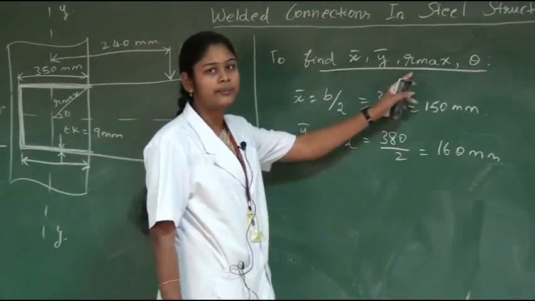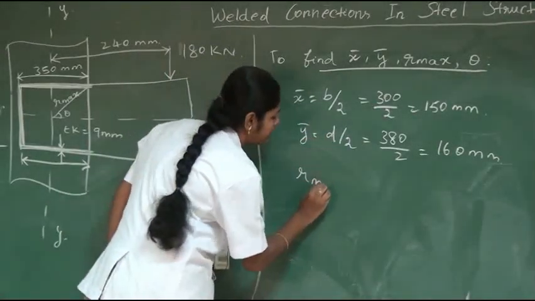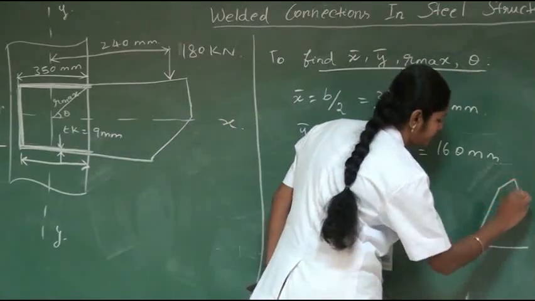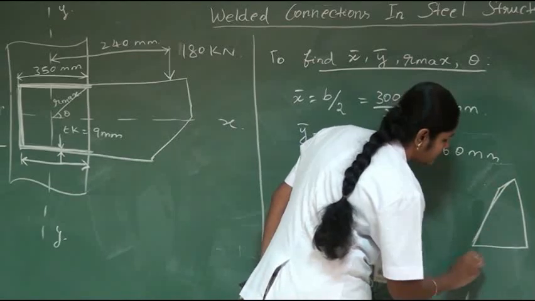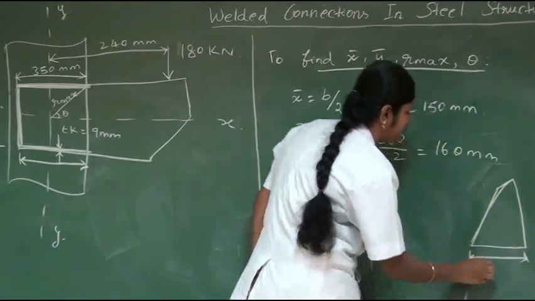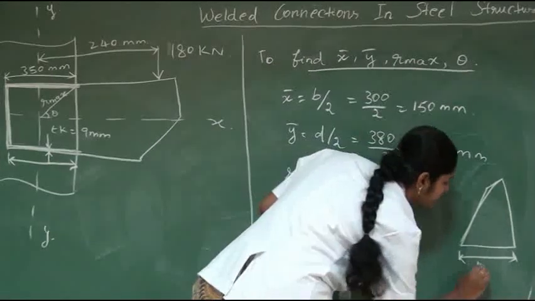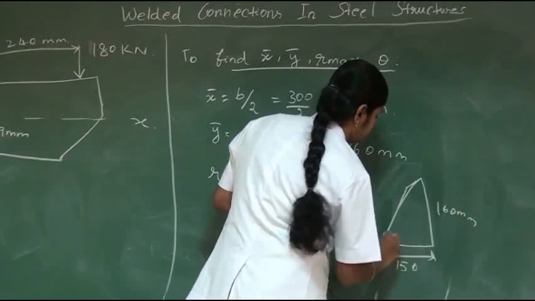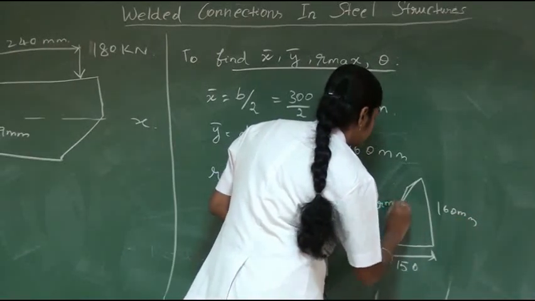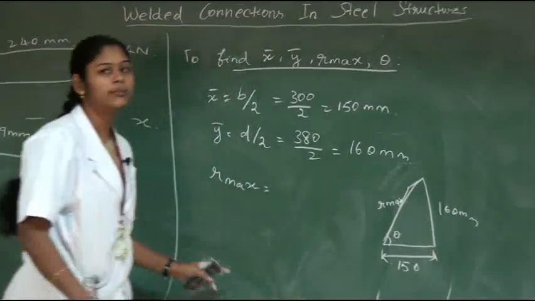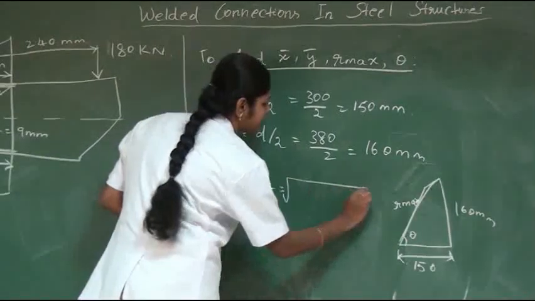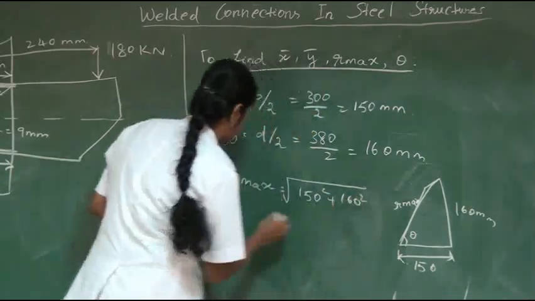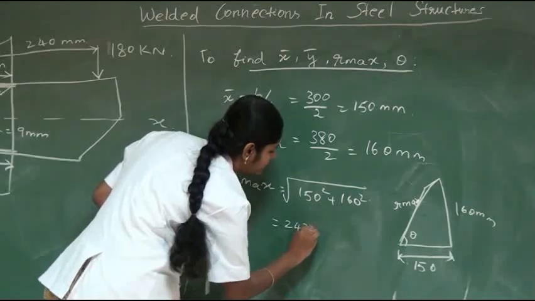Then we are going to find R max. R max is equal to, first we can draw a triangle. We know the distance x bar 150 mm and the y bar is 160 mm. This is the theta, this is the R max. By using the Pythagoras theorem, you can use the formula. It is 150 squared plus 160 squared. Therefore, R max is equal to 242 mm.